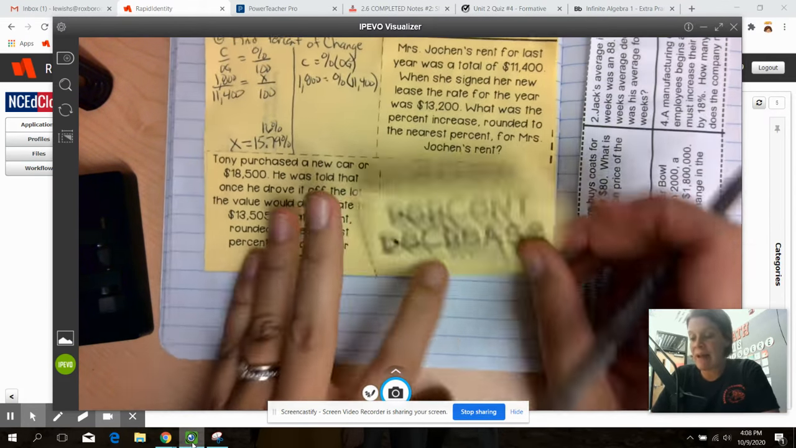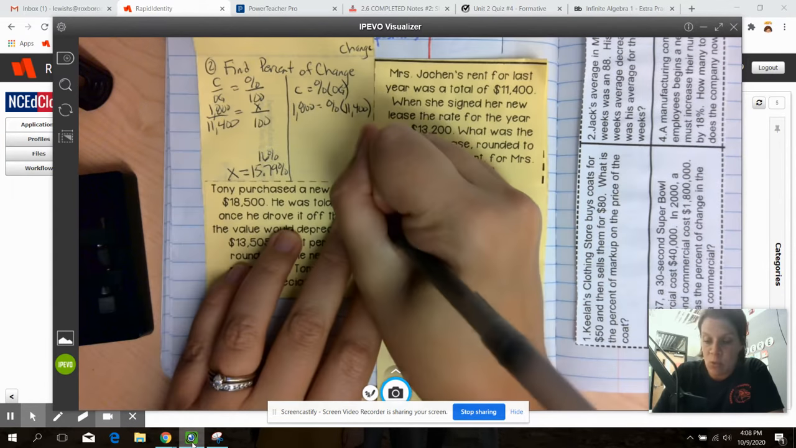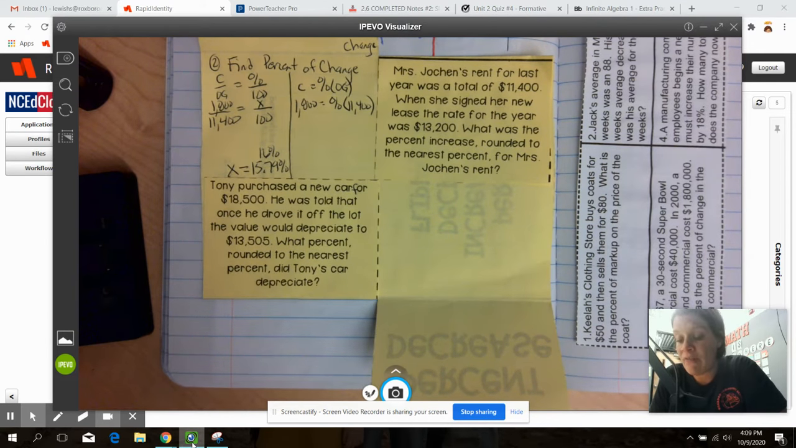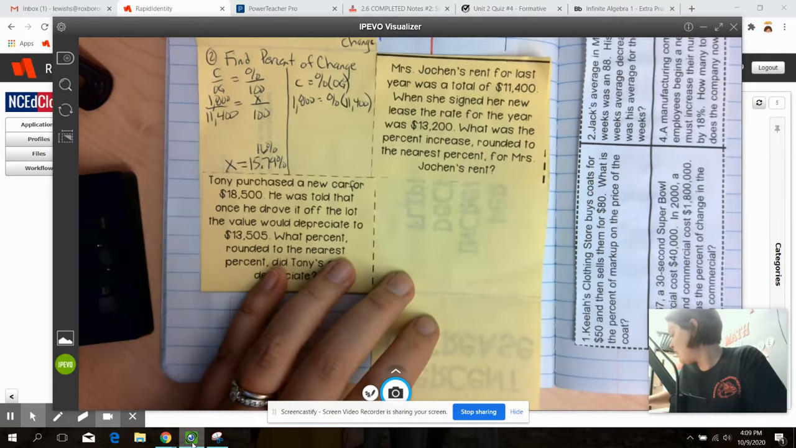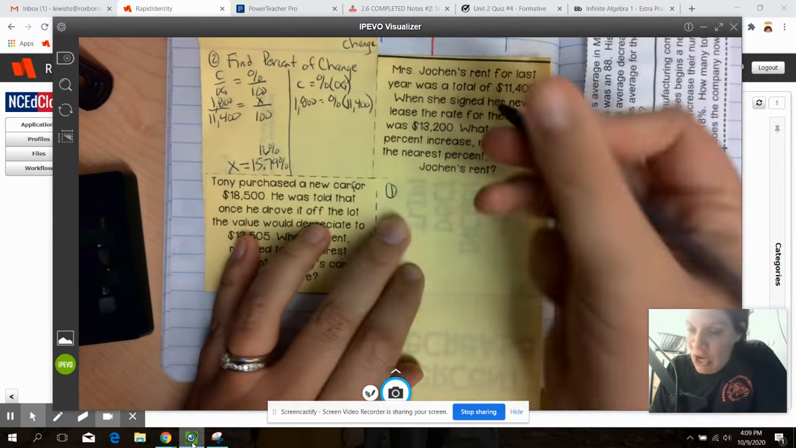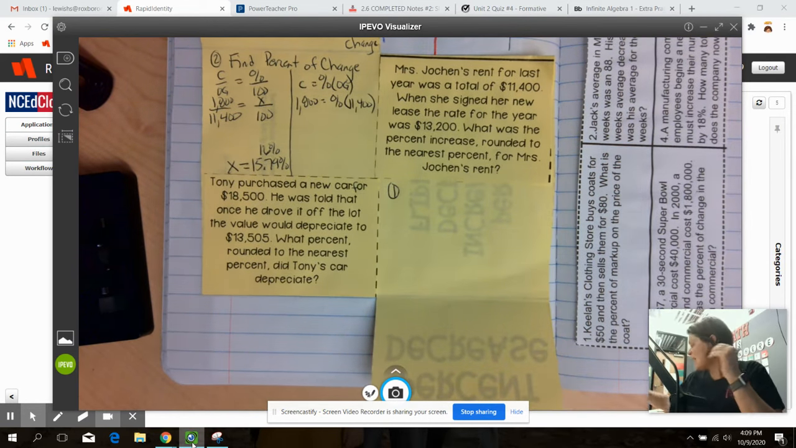And this is talking about a percent decrease. So Tony purchased a new car for $18,500. He was told that once he drove it off the lot, the value would depreciate to $13,505. What percent, rounded to the nearest percent, did Tony's car depreciate? So first thing we need to do is find our change.